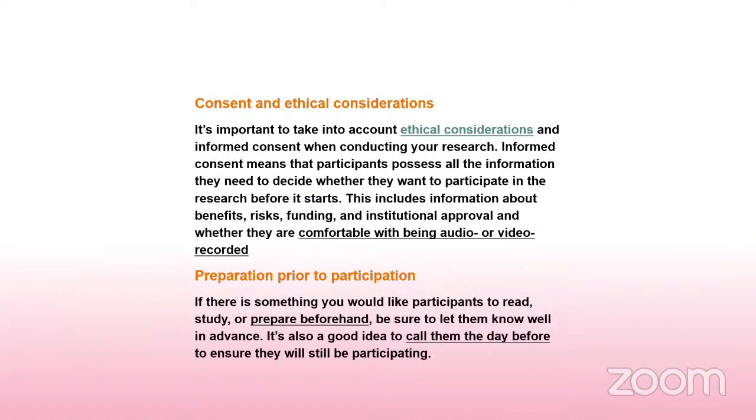Moving forward, there's something which is important: consent and ethical considerations. It's very important to take into account the ethical considerations and informed consent while conducting research. Informed consent means that the participants possess all the information they need to decide whether they want to participate in the research before it starts. It could be anything about benefits, risks, funding, institutional approval, or even whether the participants are comfortable with being audio or video recorded.